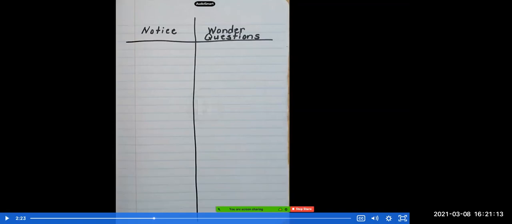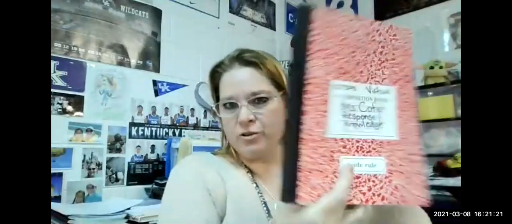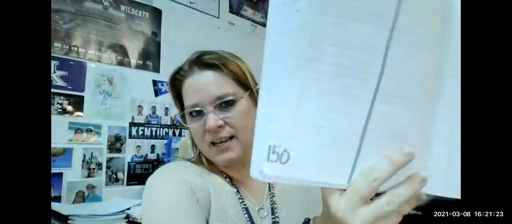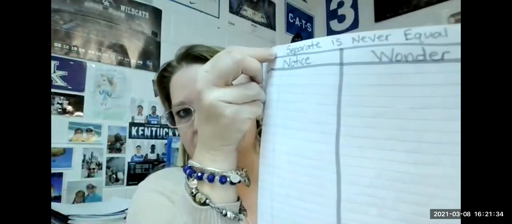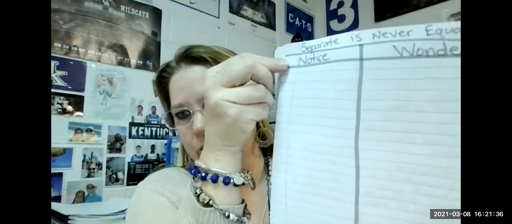Okay, so we are on page 150 of our knowledge and response journal. So make sure you have your journal out. We're on page 150, guys. You are 150 pages smarter than you were in August. So on page 150, you are going to write the title, Separate is Never Equal. You're going to do your notice and your wonder.